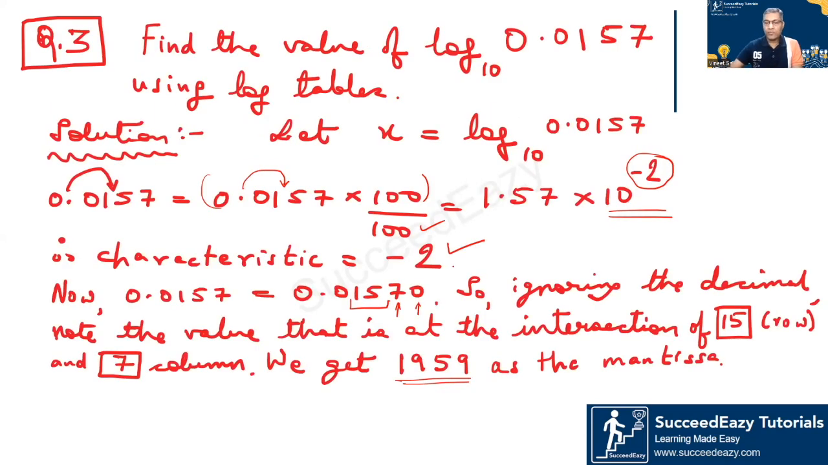And mind you, here in this case, the fourth digit was 0. So we ignored the mean difference table. Therefore, we had ignored the mean difference table. All right, so we get 1959 as the mantissa.